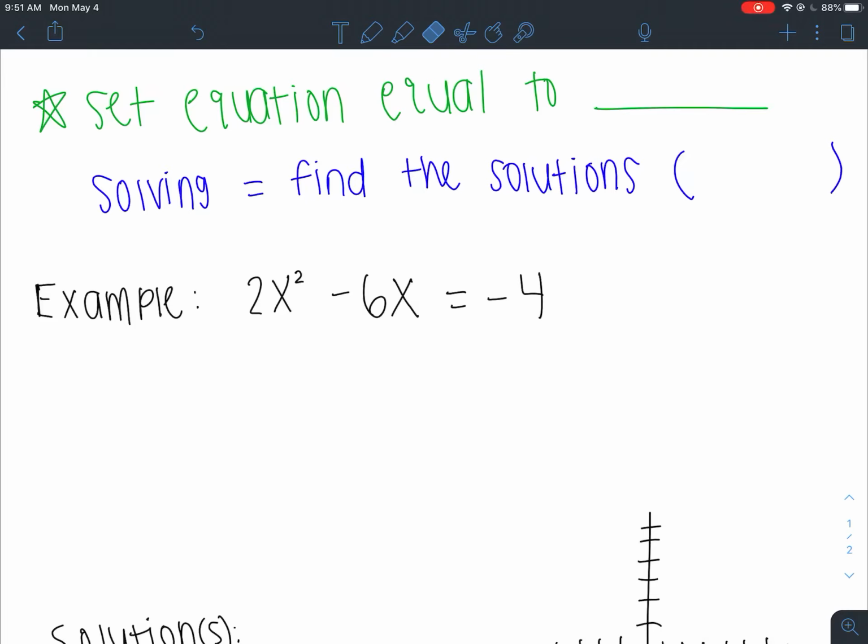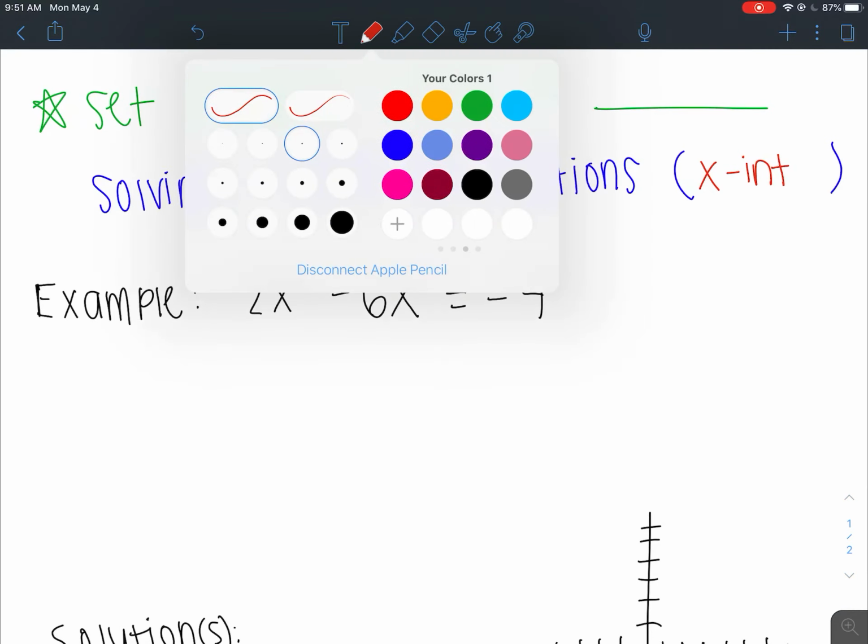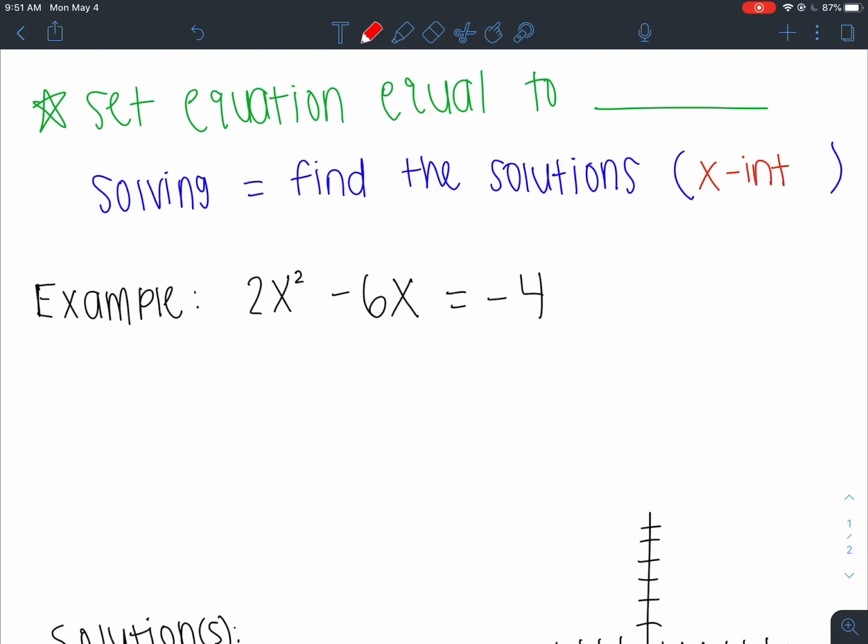This video is going to go over how to solve quadratics by graphing. So previously we have learned how to solve quadratics by factoring, where you're trying to find the x-intercepts. So the very first thing I want to mention is when we're solving for a quadratic, we're finding the solutions. Well, what is a solution of a quadratic? Remember that solutions is another word for x-intercept. So when it's asking you to find the solutions, it's asking you to find the x-intercept.